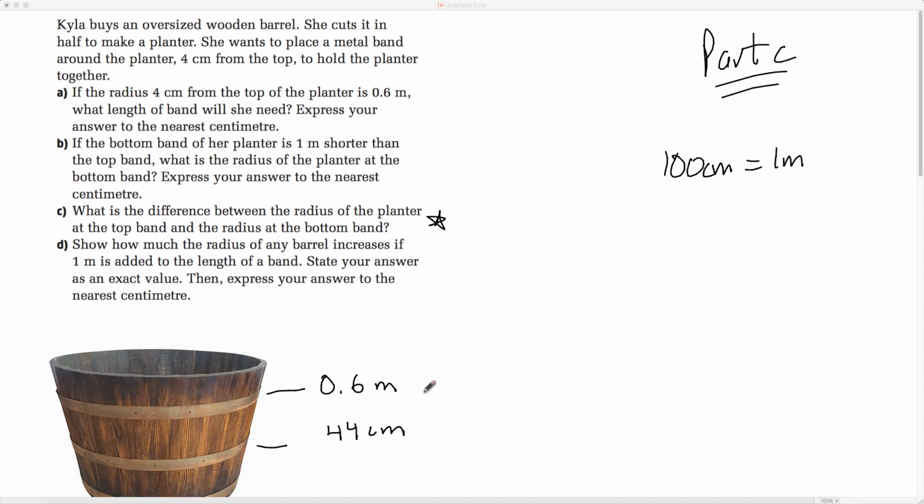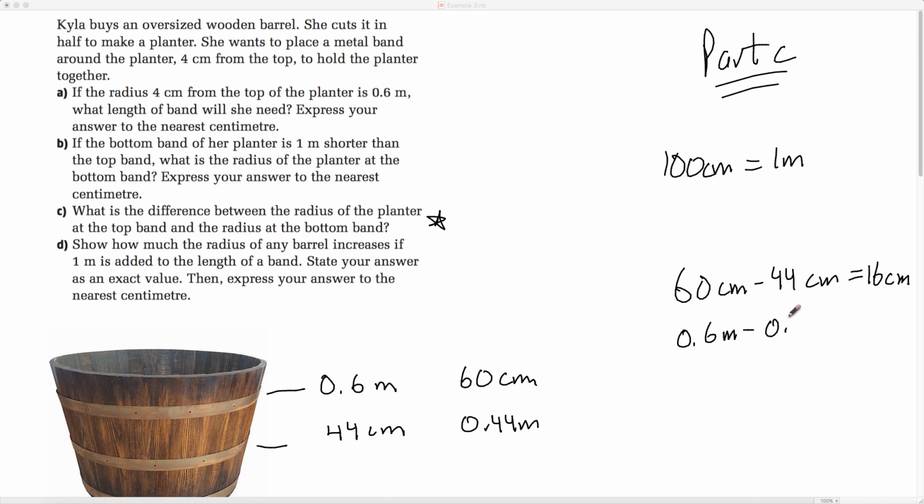So you could set up your ratio. This is equivalent to 60 centimeters, and this is equivalent to 0.44 meters. So now we have exactly what we would need to do it both ways. If we worked in centimeters, we'd say 60 centimeters minus 44 centimeters is 16 centimeters. Or if we work in meters, it would be 0.6 meters minus 0.44 meters is 0.16 meters.